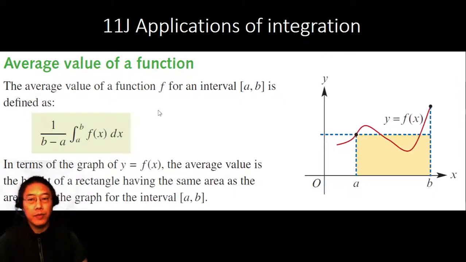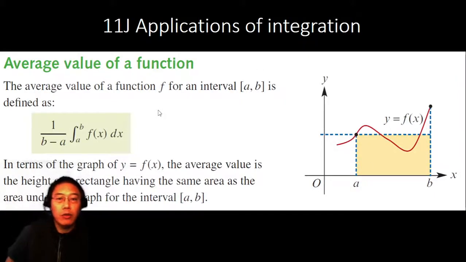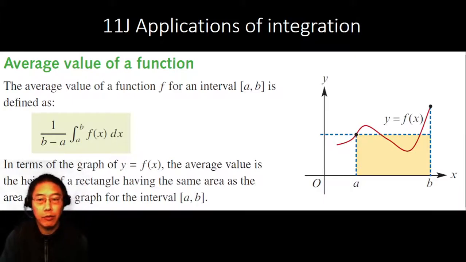Alright, this is the end of chapter 11. So we're going to look at the different ways to apply anti-differentiation. The first application of integration is how do we find the average value of a function. So we have that function here.